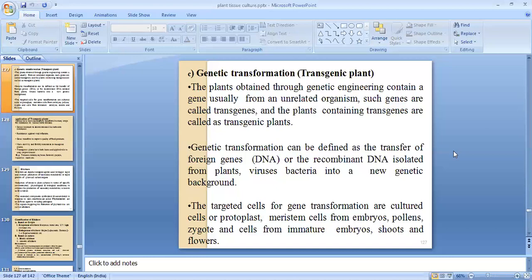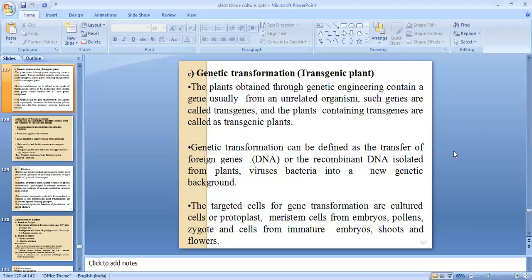In other words, genetic transformation can be defined as the transfer of foreign genes or recombinant genes isolated from plants, viruses or bacteria into a new genetic background. When a foreign gene or recombinant DNA present in a plant or smaller microorganism is transferred to a new genetic background, it is called genetic transformation.